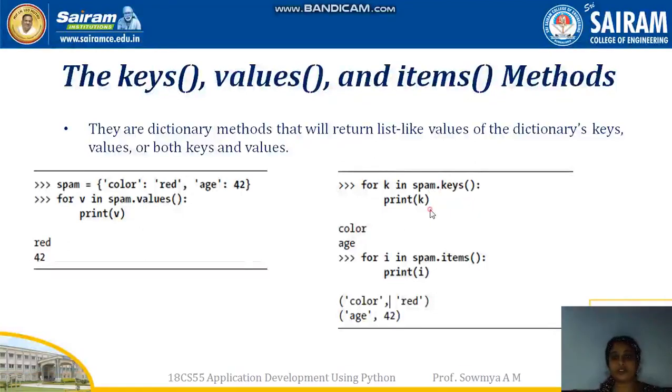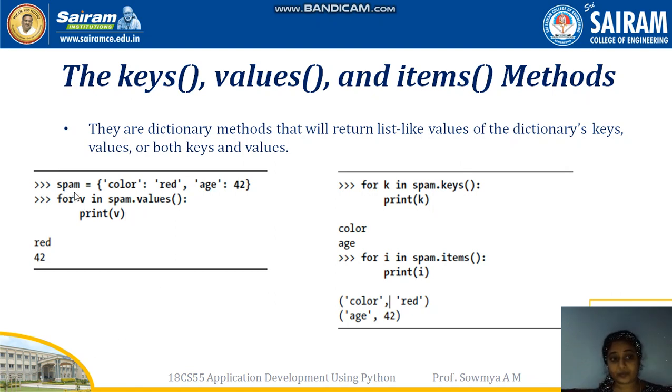Hello everyone, this is a continuation of dictionary data types from the second module. In this video we will see the methods keys, values and items. Keys is a function which helps you fetch all the keys from the dictionary. Values is a method used to fetch all the values from the dictionary, and items will fetch you key value pairs, meaning all the key value pairs from the dictionary.